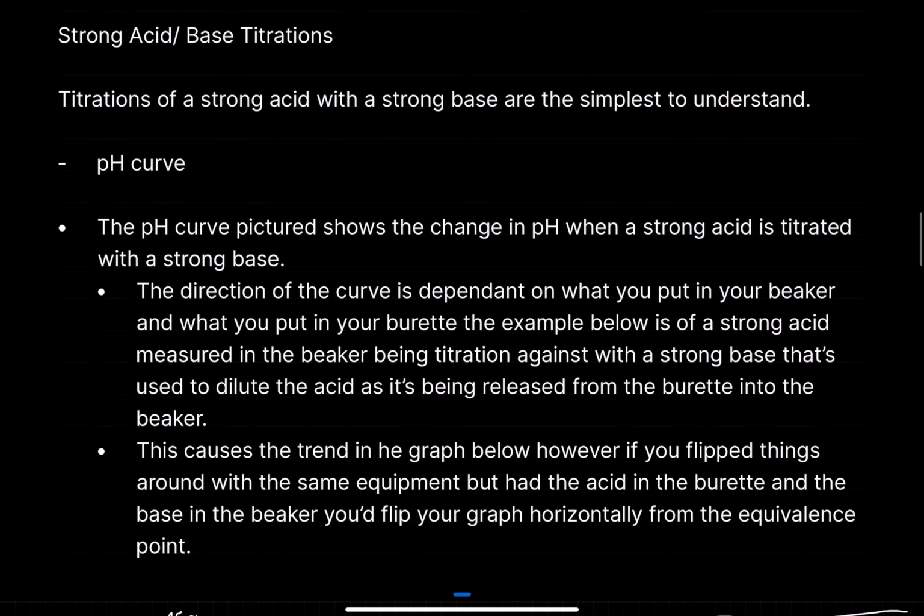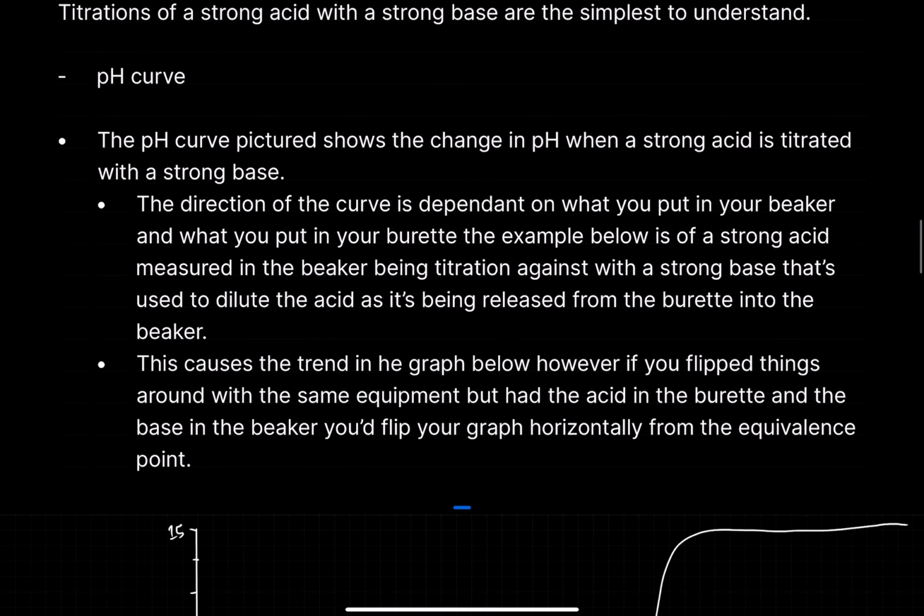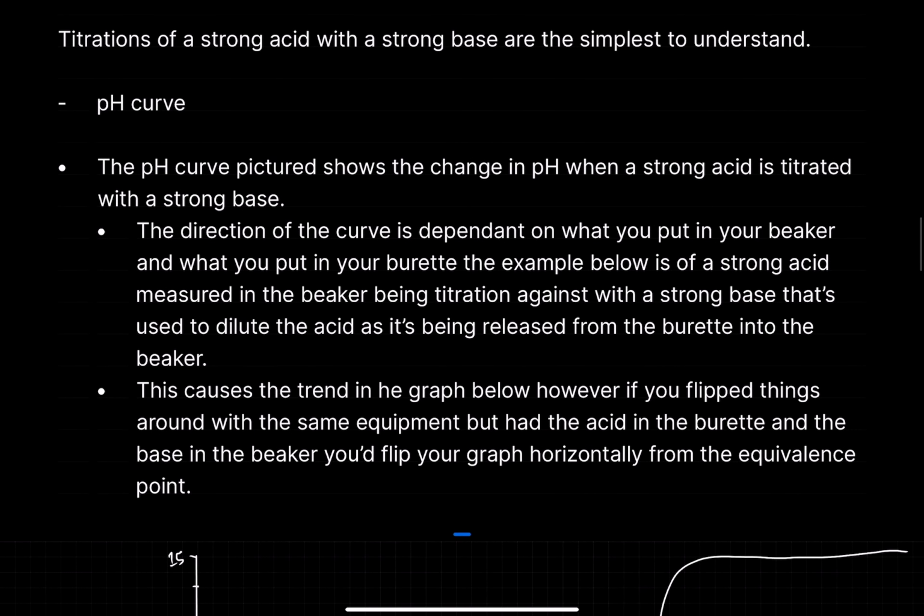So, strong acid-base titration. Titrations of a strong acid with a strong base are the simplest to understand. I've got an example of a strong acid-base titration, and it's the easiest one to understand, right? So, pH curve. I've got a pH curve pictured below, and that shows the change in pH when a strong acid is titrated with a strong base.